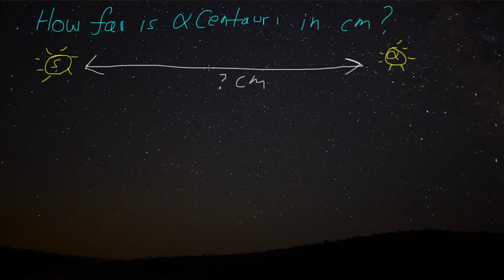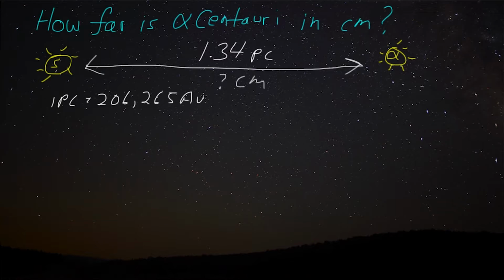Well, we're going to go ahead and start with what we already know. Earlier we learned that Alpha Centauri is 1.34 parsec from the sun. All right, 1.34 parsec. Let's convert that into something that we know. We also learned that 1 parsec is equal to 206,265 AU. That's an equals.